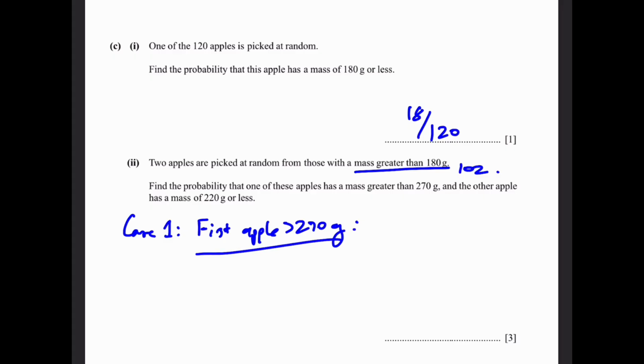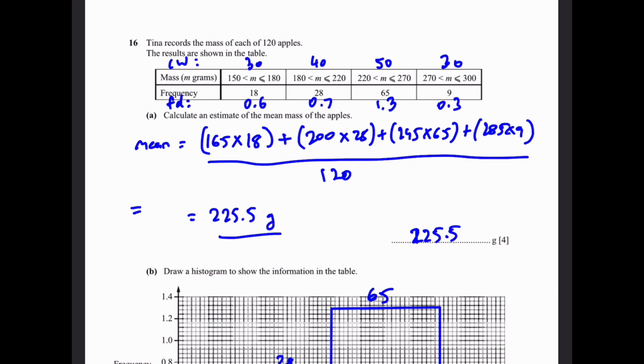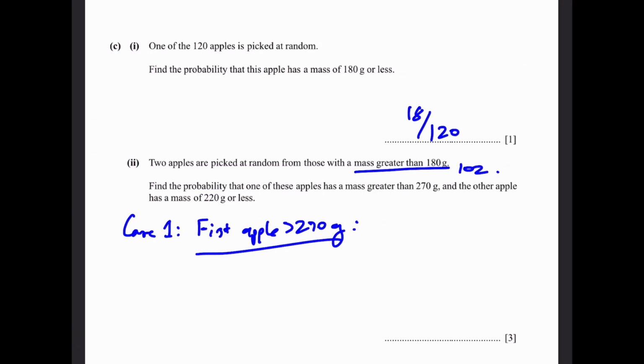So this is our first case, and the number of apples which have a mass greater than 270 grams is just going to be this class here, which is 9 apples. So 9 out of a total of 102 is the probability for picking an apple with a mass greater than 270. So now we have picked one apple already and we need to pick the other one. But then because we have already picked one, we need to subtract 1 from 102. So there'll be 101 apples left.